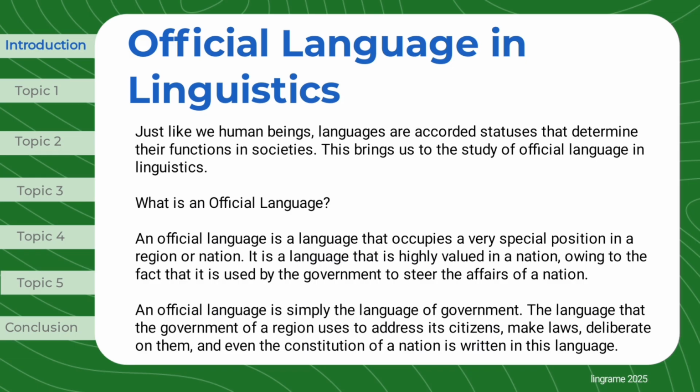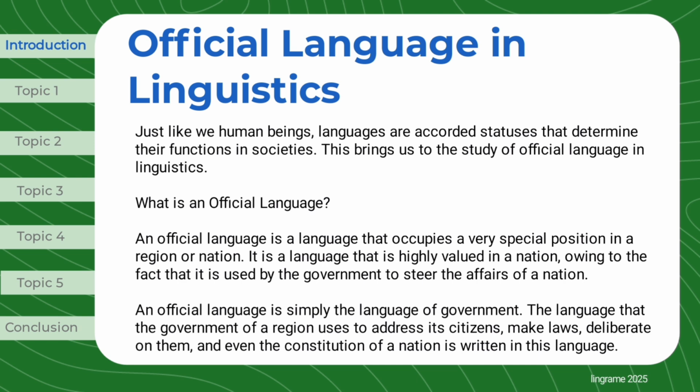Just like we human beings, languages are accorded statuses that determine their functions in societies. This brings us to the study of official language in linguistics. What is an official language? An official language is a language that occupies a very special position in a region or nation.